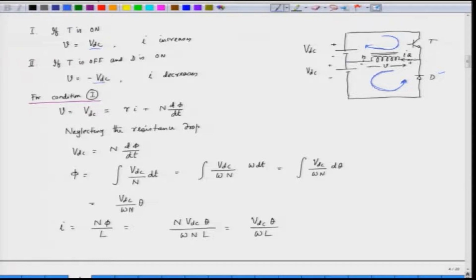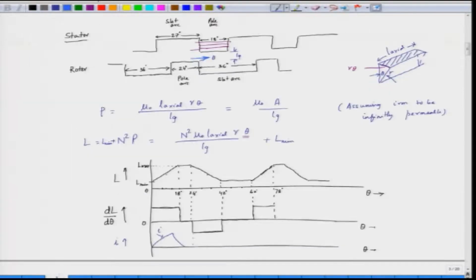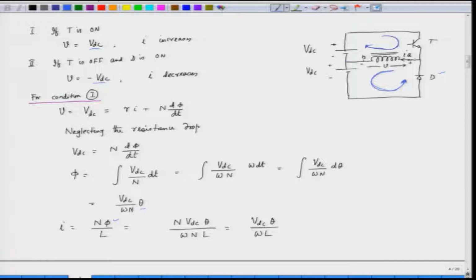This is what we have presented here, and if we integrate the voltage, we get the flux. We see that the flux is a function of theta, theta is the rotor angle. And what about the current? The current is the flux linkage by inductance. The flux linkage is N phi by inductance. So, the current is again a function of theta. The theta is the rotor position, and as you go on increasing theta, flux will increase, and then as we increase theta here, current will also increase.